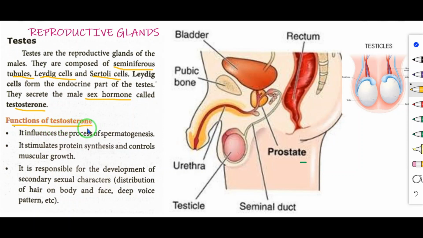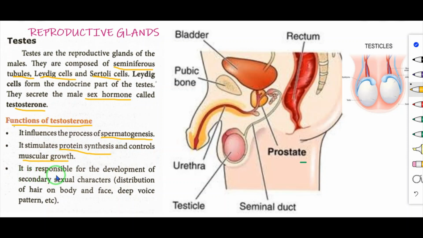Functions of testosterone. First one, it influences the process of spermatogenesis. What is the meaning of spermatogenesis? Genesis means formation, so formation of sperm is known as spermatogenesis. Second one, it stimulates protein synthesis and controls muscular growth.